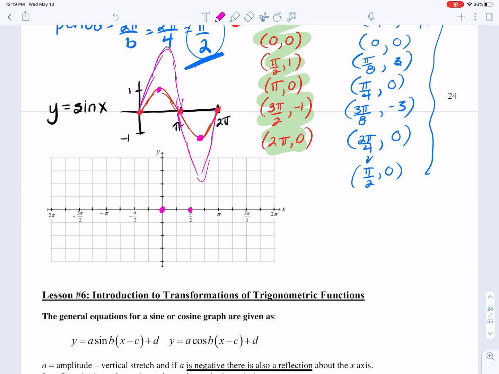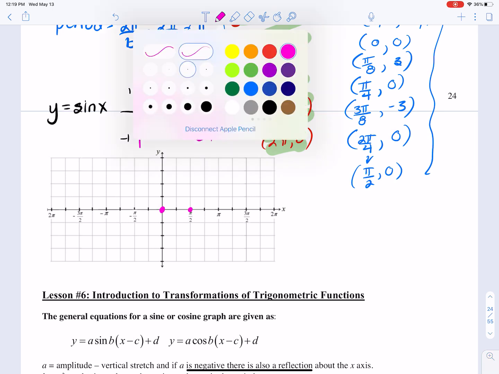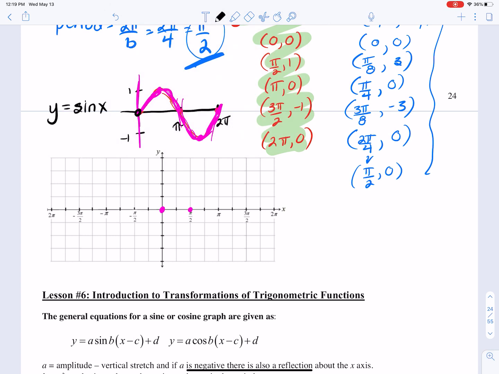So if we look at this graph up here, just get rid of these. This graph up here, remember those 5 points I said were important. Those 5 points are 0, 0, your max here, your x-intercept here, your min here, and your 2 pi, 0 there. All of that, which took over 2 pi, is now going to happen between 0 and pi over 2.